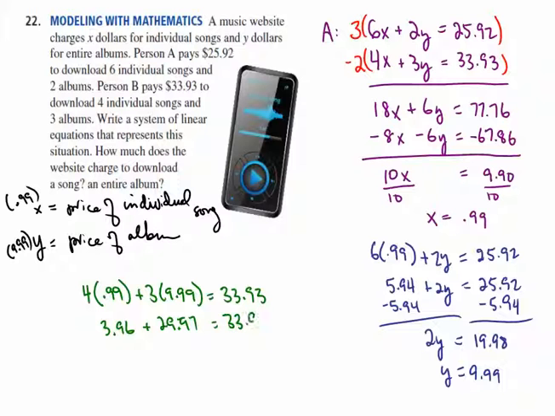And again, does that equal 33.93? Well, when we add 3.96 plus 29.97, we do indeed get 33.93. And so the two sides are equal, and that means our values are good. All right, so that's going to do it for this section.